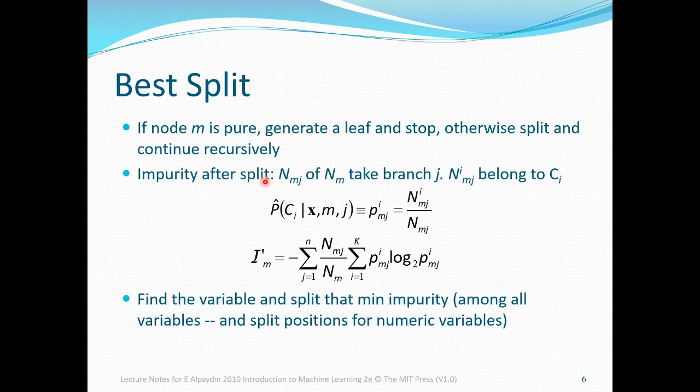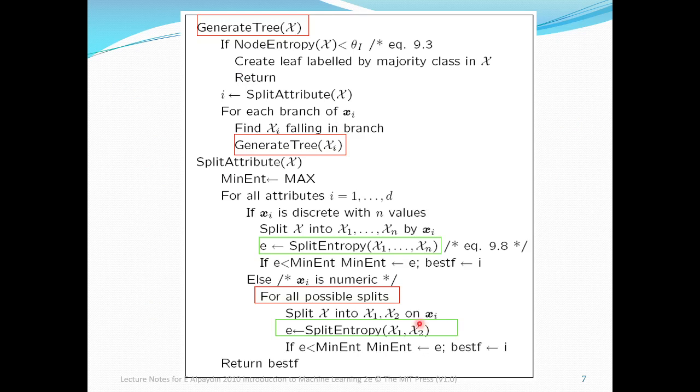Impurity after the split: N_mj of N_m take branch j, N_mj^i belong to C_i. Find the variable and split that give minimum impurity among all the variables and split positions for numeric variables. So in this slide, you're seeing the algorithm to generate a tree using split.